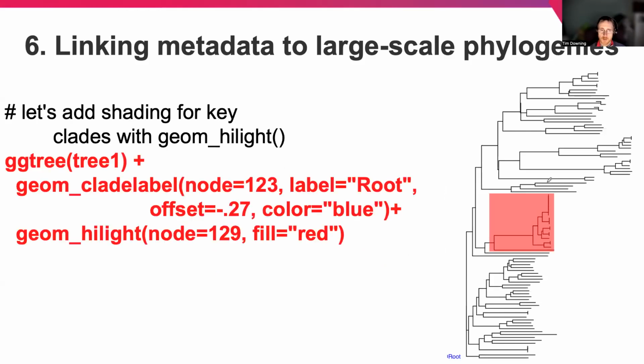So you can see that on the right, what we're using is the geom highlight function. For node 129, we'll color all the descendants associated with that node and fill it with red. So we can highlight certain clades that happen to be of interest.